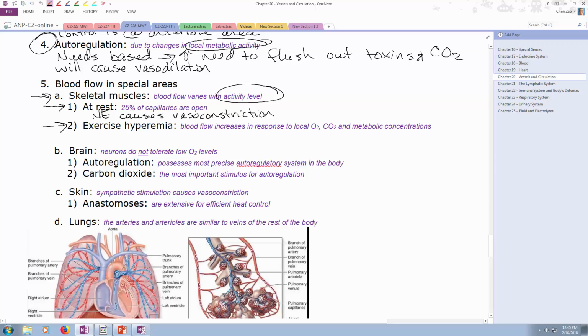We will actually increase blood flow to the muscle to where no longer is it 25% that's getting perfused. We're getting great perfusion of all of the muscle tissue. And again, it's in response to local oxygen, carbon dioxide, and metabolic concentrations that hyperemia is. So what this is telling you is autoregulation overrides sympathetic controls.